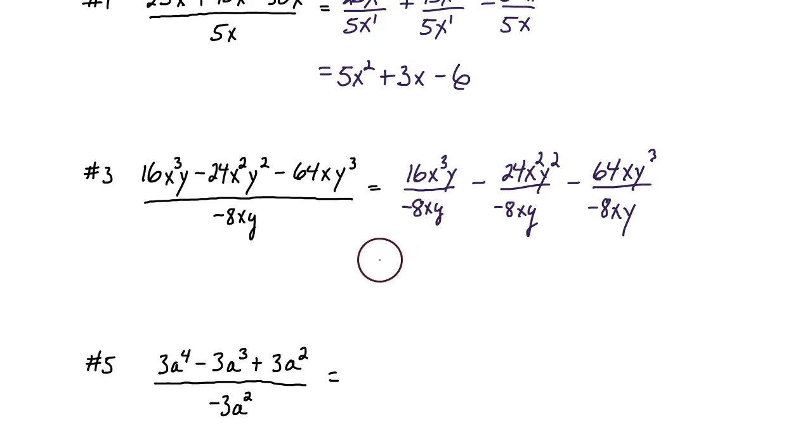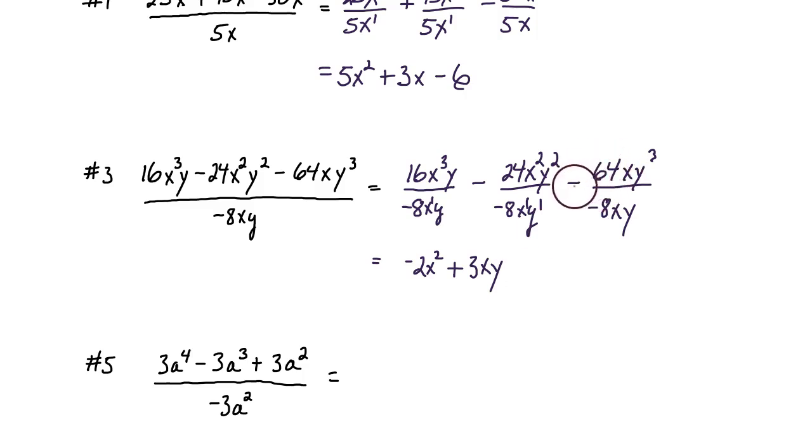16 divided by negative 8 is negative 2. X to the third divided by x to the first makes x squared because you're subtracting exponents. 3 take away 1 makes a 2. In the case of y, the y cancels away. Now over here to the middle, we have a negative and we're dividing by a negative. That makes positive. 24 divided by 8 makes 3. X squared divided by x to the first makes an x. Y squared divided by y to the first makes a y.